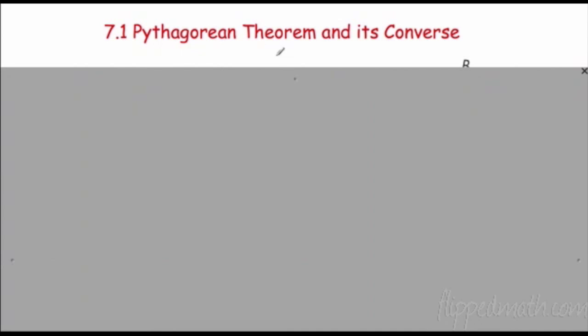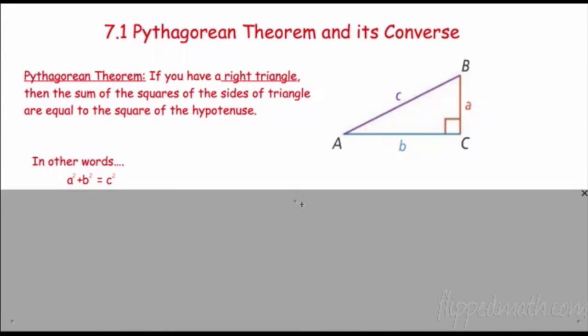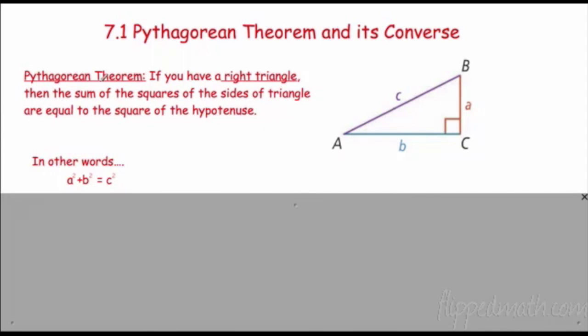So, first of all, Pythagorean Theorem is named after a guy, Pythagoras. He was a math guy back in like 529 BC. So here it is, the Pythagorean Theorem. If you have a right triangle, so we have a right triangle here, A, B, and C.